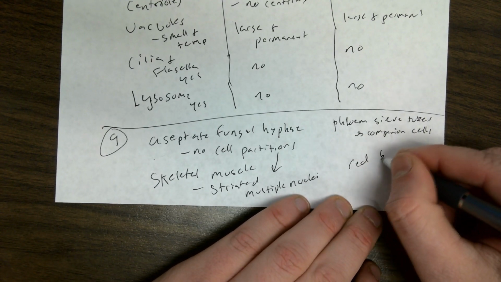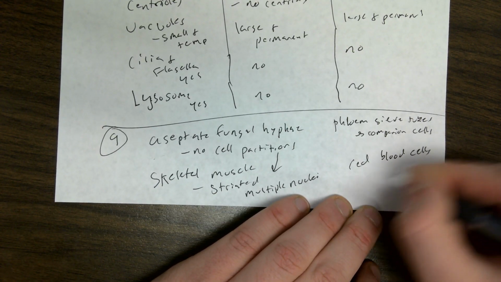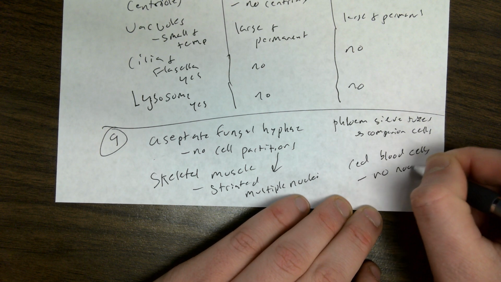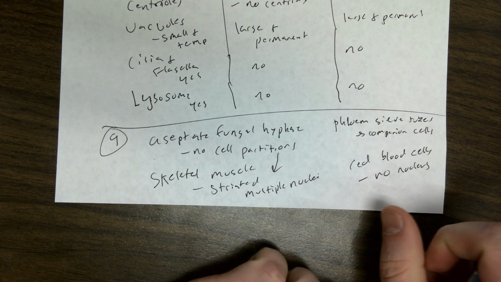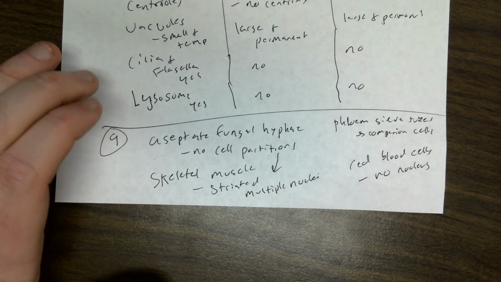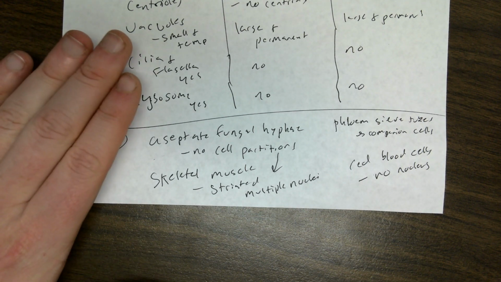Then we have our red blood cells, which also have no nucleus. They're basically just filled with hemoglobin, and they float around, and then they die. So that's standard number 9. Those are the exceptions to cell theory.